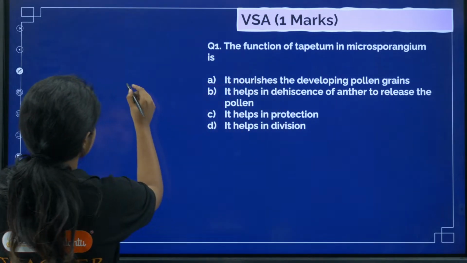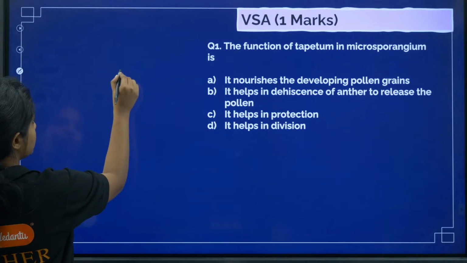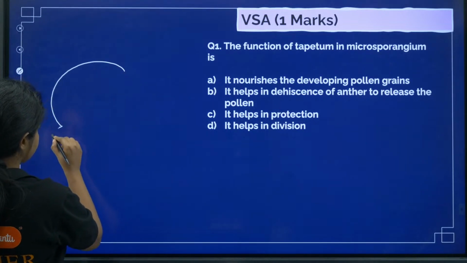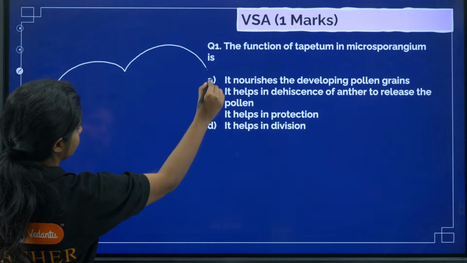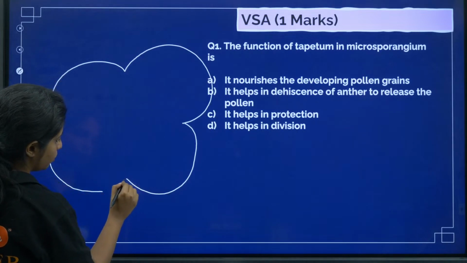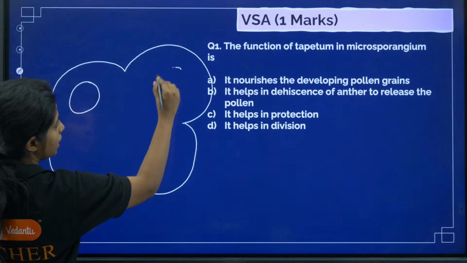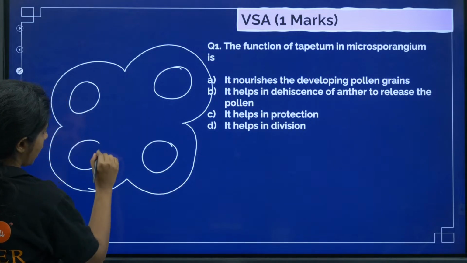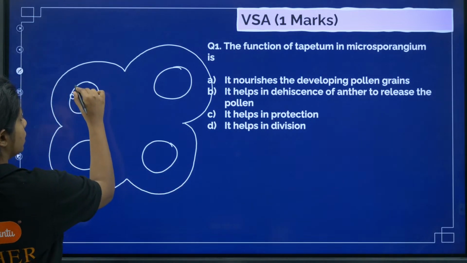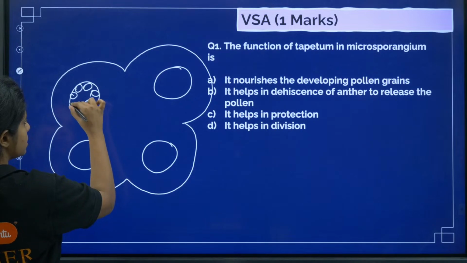In this Microsporangium, there are different layers. For example, if I cut an anther like this, I get something like this. In this, each of them will be having something like this. What do you call this bunch of cells, my dear children?